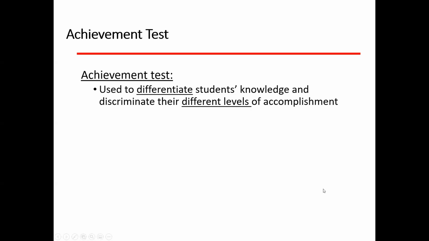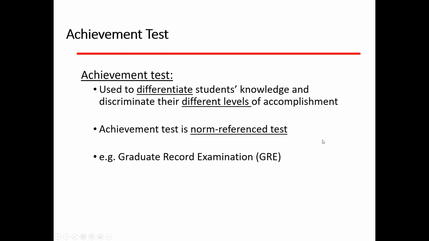Achievement tests are a little bit different. These are used to differentiate knowledge levels. So this is kind of stratifying a group based on their performance within this test. So these are norm reference tests. So an achievement test is a norm reference test compared to a mastery test, which is a criterion-based test, or a criterion reference test. So an example here would be the graduate record exam, or the GRE.